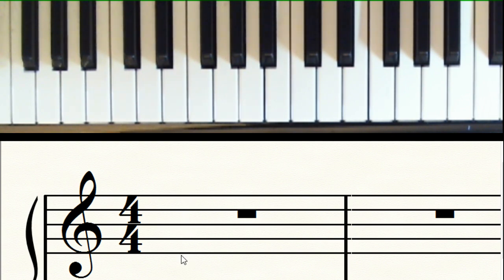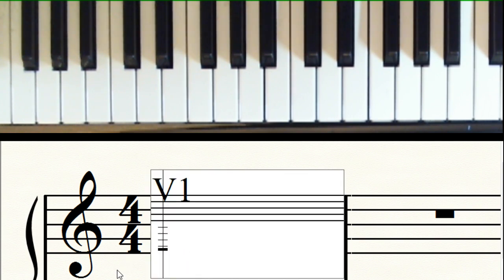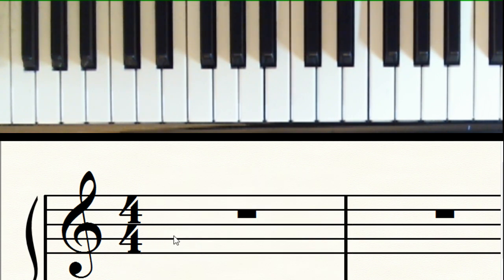5 lines. Count them. 1, 2, 3, 4, 5. Now count which number line I'm pointing at. 3, 2, 4, 1, 5. In between those 5 lines are 4 spaces. 1, 2, 3, 4. Which number space am I pointing at?